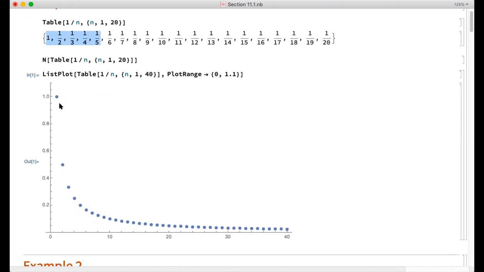So what are you looking at in this picture? This dot whose y coordinate is 1 corresponds to the sequence term 1. It's drawn above n equals 1 on the axis down here. All right. And then there's a dot whose y coordinate is 1/2. It's drawn above n equals 2, and so on. So that's a plot of this sequence, all right? Or at least a plot of the first 40 terms of this sequence.